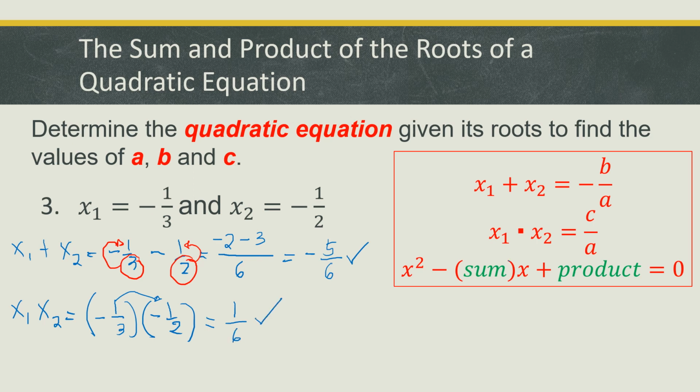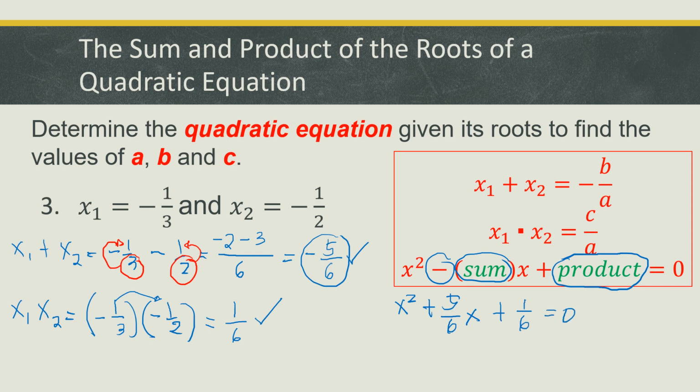Substitute the sum and product to the formula of the equation. x squared, minus negative again for our sum. So negative times negative is a positive 5 over 6x. Then add the product, which is 1/6, plus 1/6 equals 0. So for us to eliminate the fraction, multiply both sides by 6 as we have the same denominator of 6.